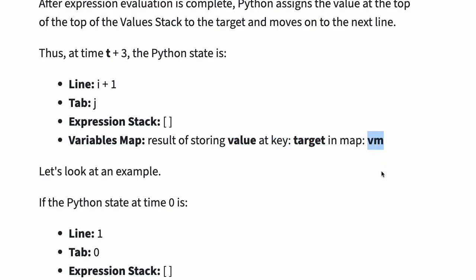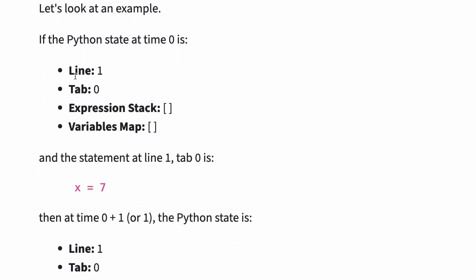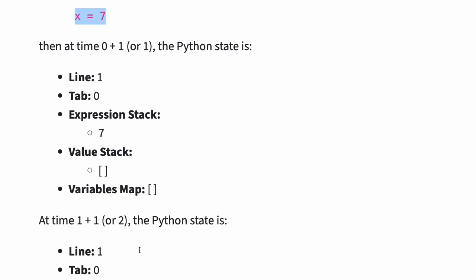Let's look at an example. If the Python state at time 0 is as follows, line is 1, tab is 0, and the statement at line 1, tab 0 is x equals 7, then at time 0 plus 1, or 1, the Python state is as follows.